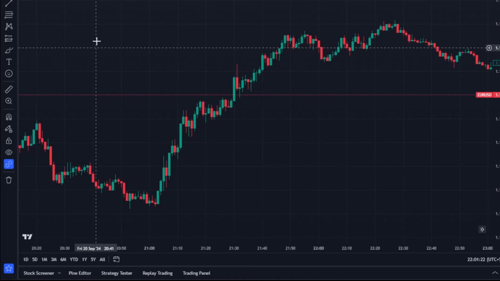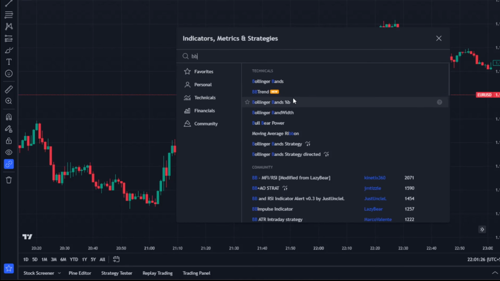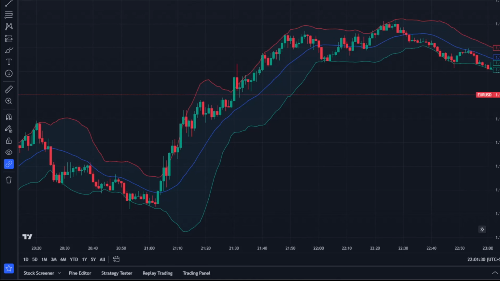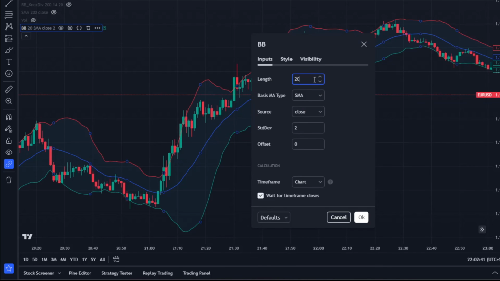To set up the Bollinger Bands, go to TradingView or whatever charting platform you use, click the Indicators tab and search for Bollinger Bands. By default, the settings will be a 20-period moving average and a standard deviation of 2. However, for this strategy, we'll tweak them a bit. Here's what you need to do.